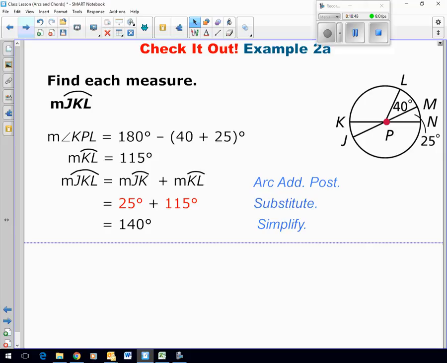So if I want to find the measure of JKL, I want to find the measure of JKL. Let's talk, y'all. Do you see the vertical angles here?